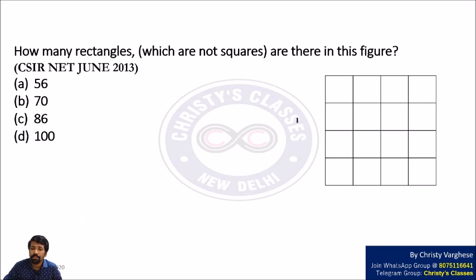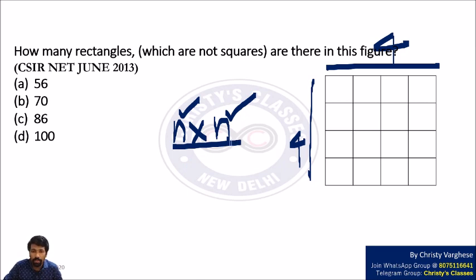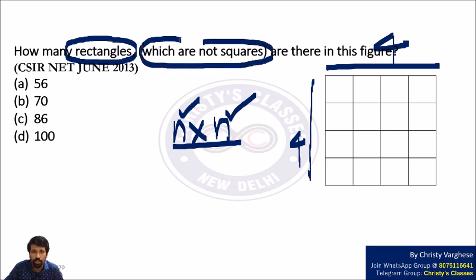First of all, here there are 4 rows and 4 columns. That means n by n case. Row number and column number are equal. When row number and column number are equal, you have a formula. When row number and column number are not equal, you have another formula. So I will explain that in detail. First of all, in this question, what is asked? Rectangles which are not squares. That means non-square rectangles. That means from the full rectangles, if you subtract all the squares possible, that is the answer.